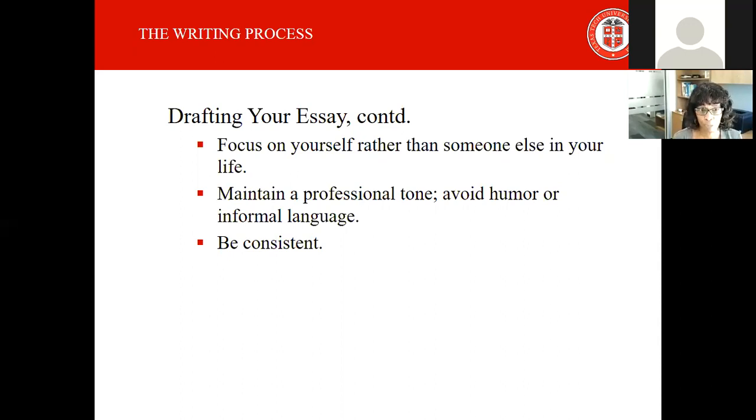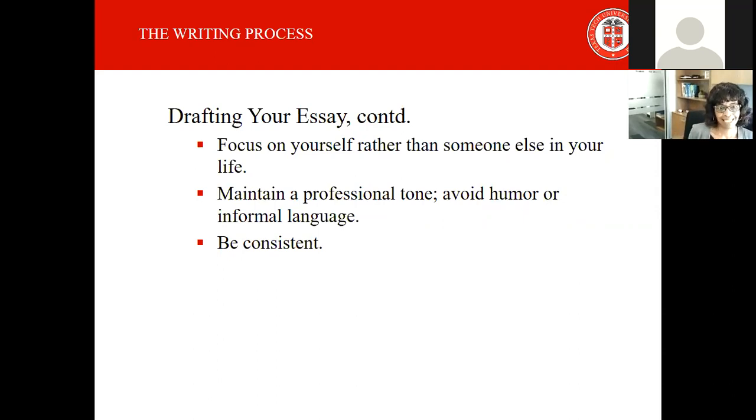Now, when you're writing your first draft, you'll probably have cliches all over the place, right? We all would, because it's your first draft. You're just getting your ideas down. But as you go through the drafting process, as you give yourself time to go through those multiple drafts, you should be able to find those cliches and replace them with more specific language.